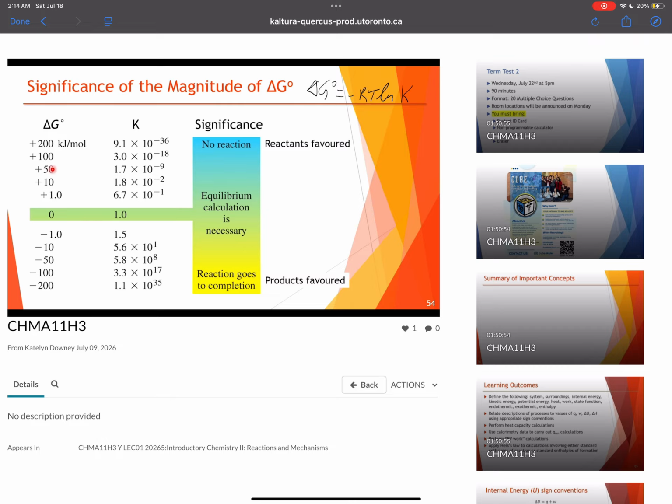If we have a moderate delta G, so not a huge positive or a huge negative delta G, somewhere in the middle, we're going to have a moderate K. And so if we are doing that reaction, when it sort of stops, so to speak, we're going to have a mixture of products and reactants because it's going to come to equilibrium, right? So we're going to have some combination of both our reactants and our products. And that's what we'd see here, right?